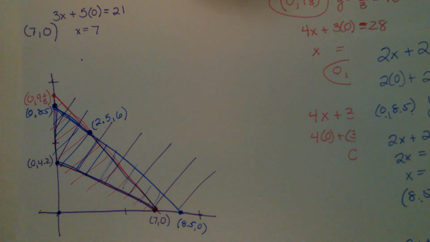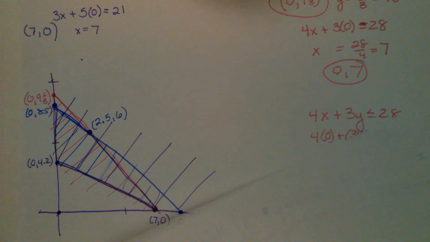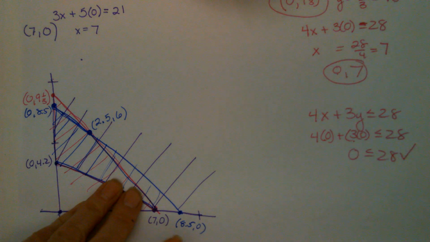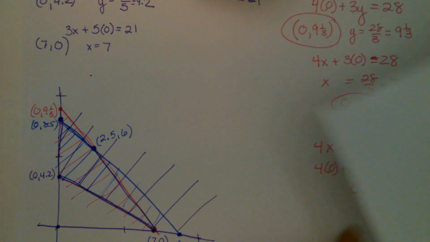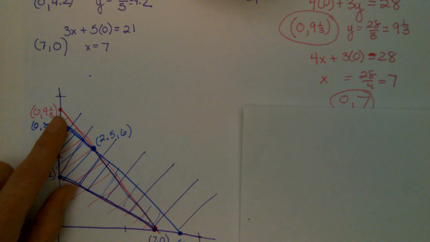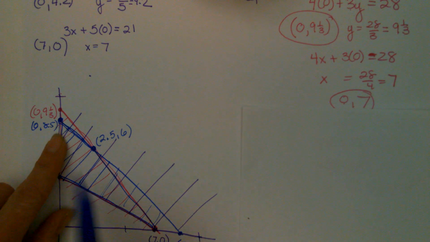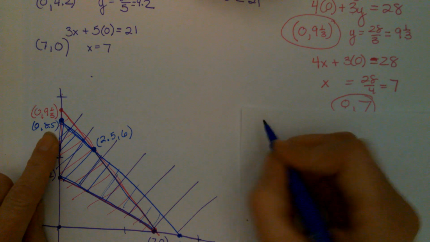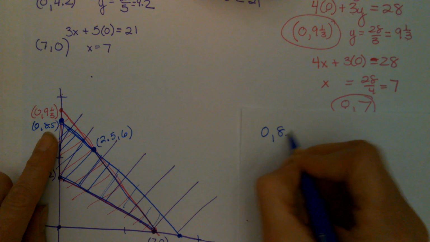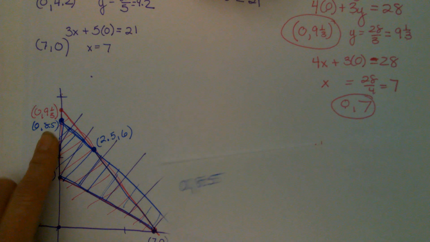Okay, so now we have our 4 points to test. Let me grab a clean piece of paper to see which one gives us our maximum. It's not this one, right here. It's everything inside of this shape right here. So it's going to be 0, comma 8.5 is one point I want to test.